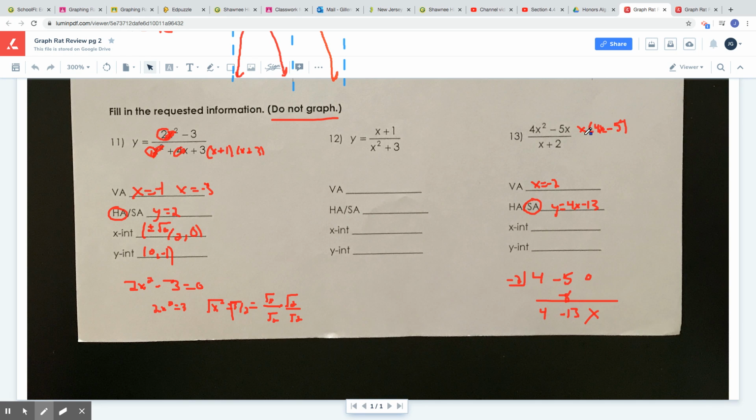For the x-intercept, we set the top equal to 0. So we get two answers: 0, 0, and then 4x minus 5 equals 0, which gives 5/4, comma 0. For the y-intercept, I put 0 in there over 2. I get 0 over 2, which is 0, 0, which makes sense because whenever the x-intercept is 0, 0, the y-intercept is 0, 0. And there is number 13.